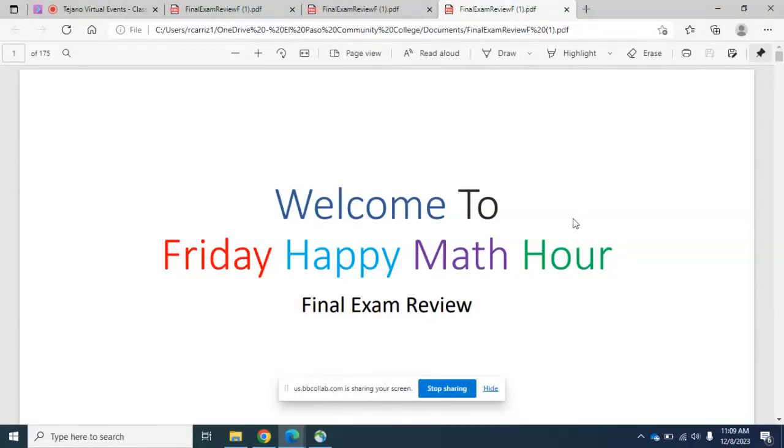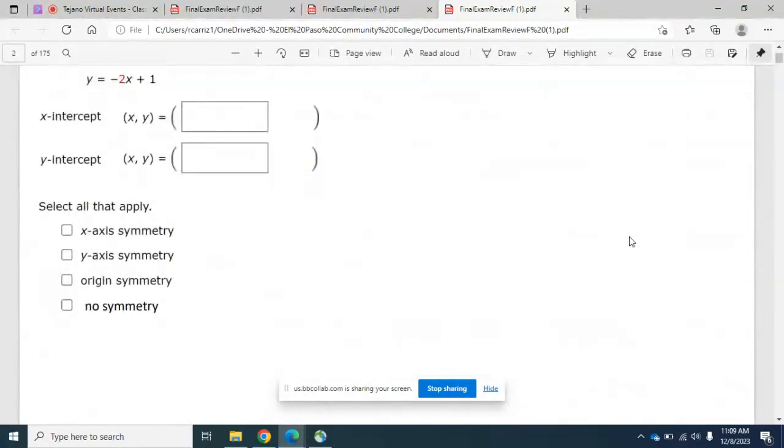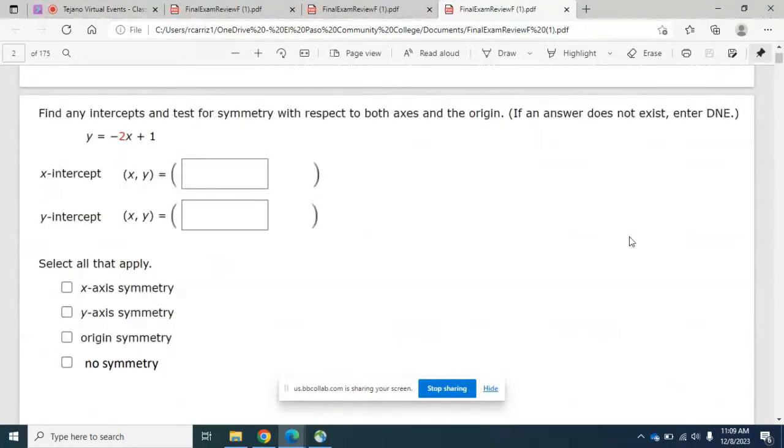So again, today we are doing a final review for Math 13-14. So let's go ahead and get started, okay? So let's start with linear equations and finding intercepts. So in this first example, find any intercepts and test for symmetry with respect to both axes and the origin.